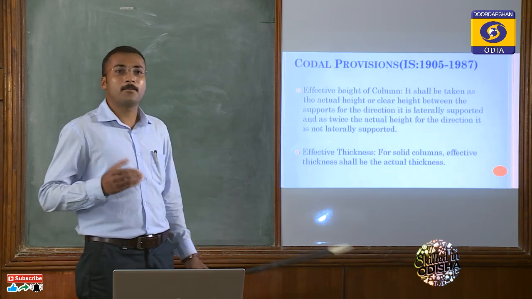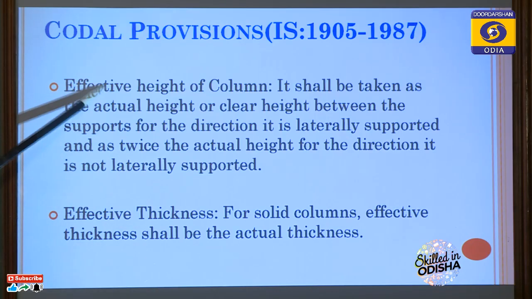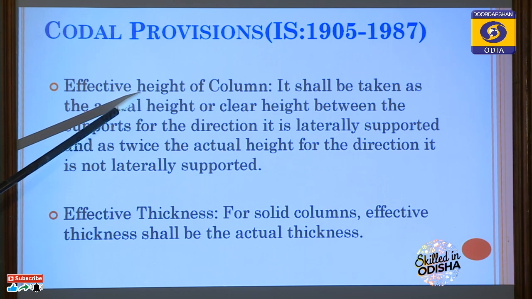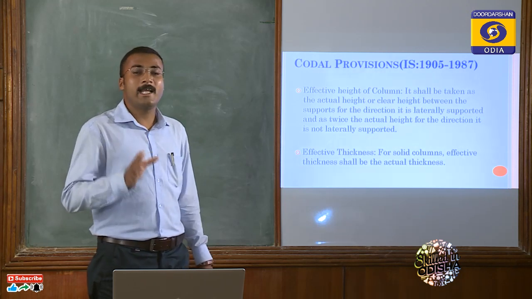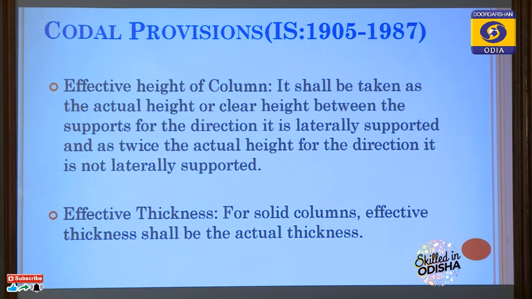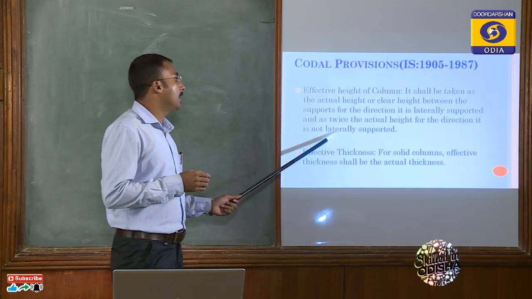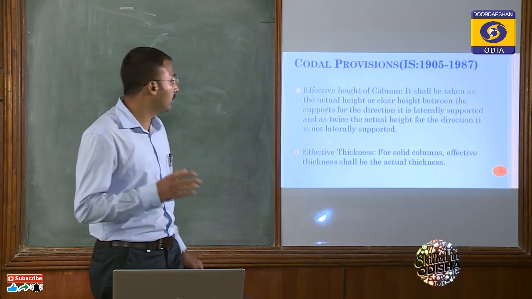So what are the codal provisions we require for the design of masonry columns? Number one is the effective height of the column. It shall be taken as the actual height or the clear height between the supports for the direction in which it is laterally supported, and twice the actual height for the direction in which it is not laterally supported. If there is lateral support, we take the effective height as the clear height, and if there is no lateral support, we take the effective height as twice the clear height.